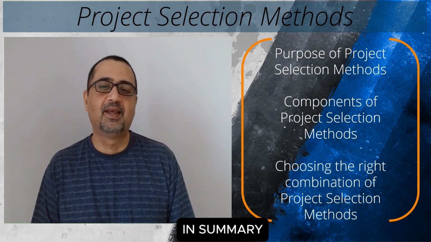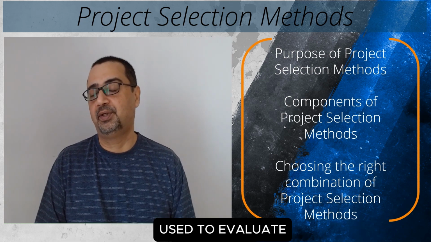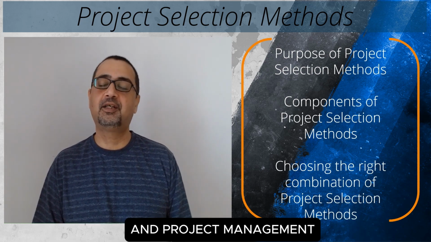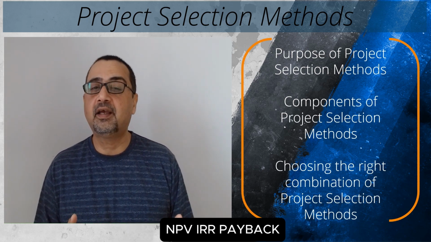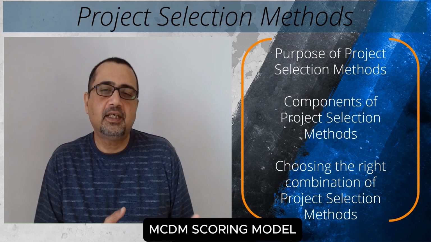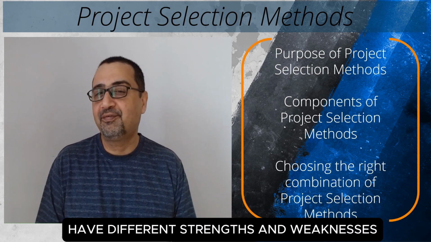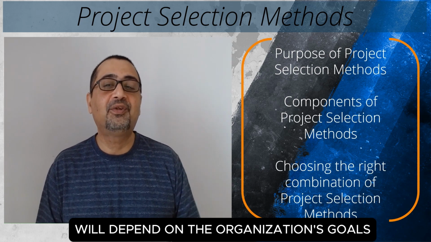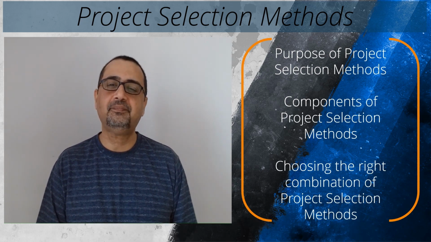In summary, project selection methods are techniques used to evaluate and choose among different project options in project management. Different methods like BCR, NPV, IRR, payback, MCDM, scoring model, and portfolio management have different strengths and weaknesses. And the choice of method will depend on the organization's goals, resources, and constraints.